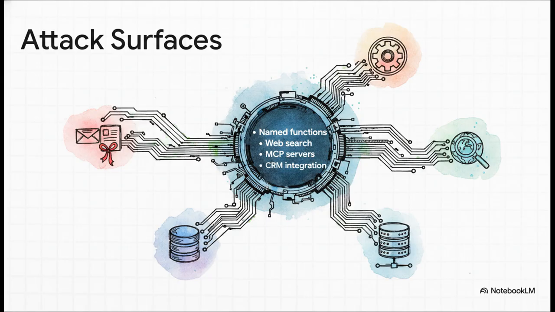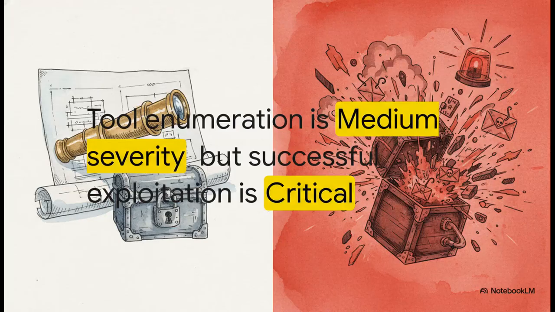Every single connected tool represents a potential doorway for exfiltration or data poisoning. And guys, it is so crucial to connect your actions back to actual business risk. Look at how we categorize this under OWASP LLM 08, which is excessive agency. Simply enumerating these tools, that's a medium severity finding, but successful exploitation, that is a critical finding.